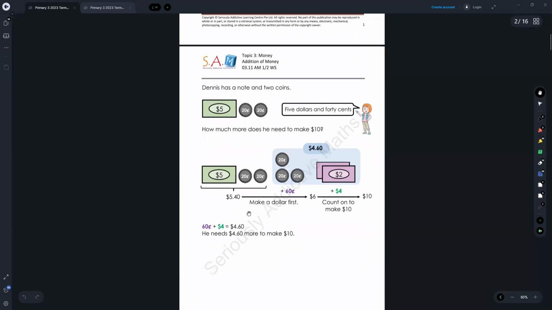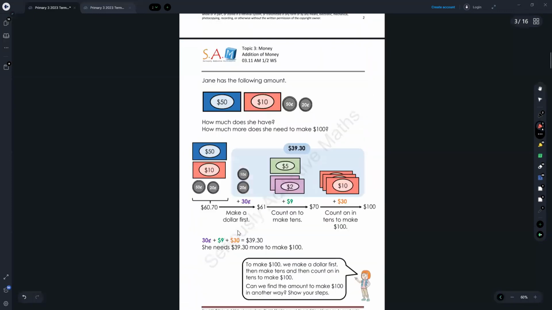Now, when the denomination gets higher, so here you have dollars, right? $5.40. How much more money do you need to make $10? So you have 40 cents here, so you have to make it into $6. So 40 cents plus 60 cents will make it become $6, and then $6, another $4 more to get $10. So the idea is then you add $4.60, right? And so the answer is $4.60.